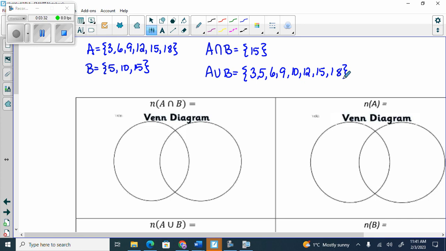Now, when we have this little n in front, this means the number of elements in, correct? So we're not actually stating all the elements, we're just saying how many there are. Okay? So how many are in A and B? 1. What part of the Venn diagram is the and part? The middle, the eyeball. So actually, I always say this, the eyeball shape is and.